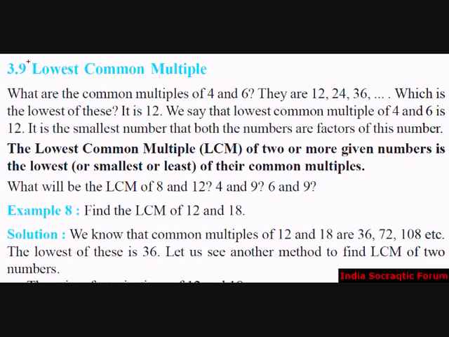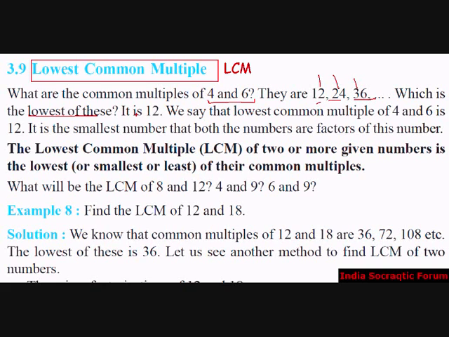Lowest common multiple, otherwise called least common multiple, or we call it what? LCM. What are common multiples of 4 and 6? Common multiples of 4 and 6 are 12, 24 and 36. Which is the lowest of these? 12 or 24 or 36? It is 12. Very good. We say that the lowest common multiple of 4 and 6 is 12.